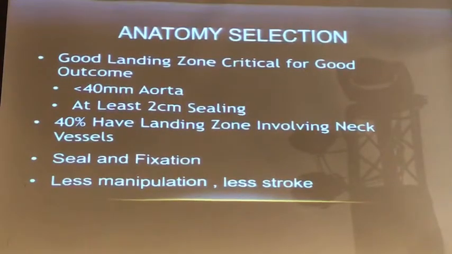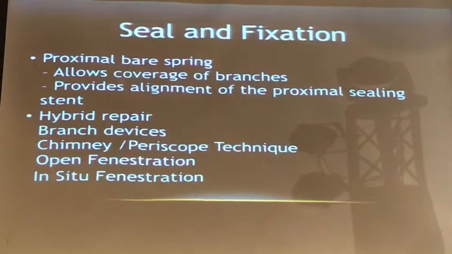And I think for the stent graft, without any chimney, just stent graft TEVAR, we should at least have 2 cm of sealing zone. So it's very important. About the seal and fixation, I think less manipulation means less stroke in my practice. So I use the stent graft with a proximal bare stent, because with that I can cover some branch without compromising the branch, and I can have more sealing zone. It also provides alignment with the proximal sealing.